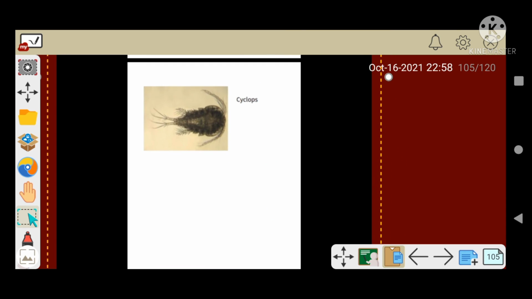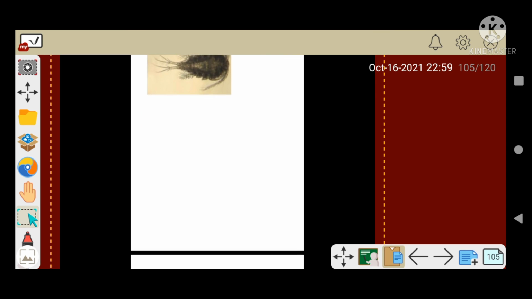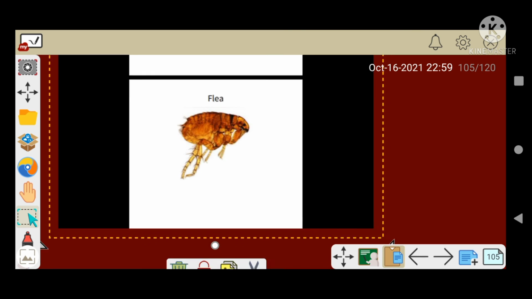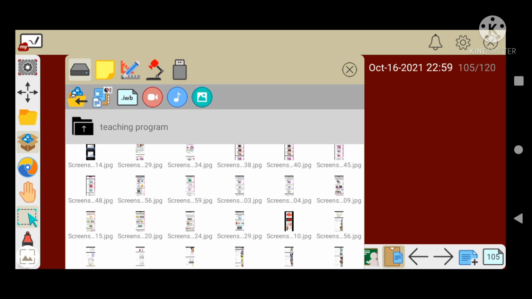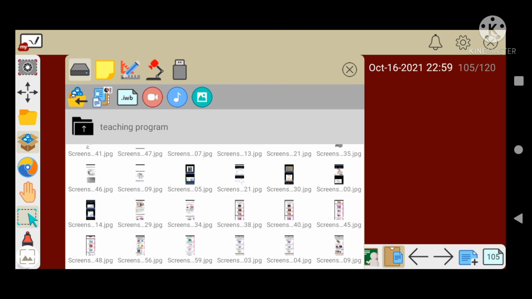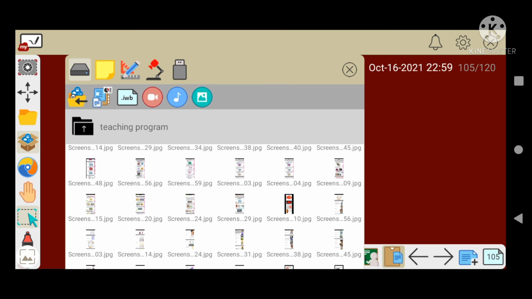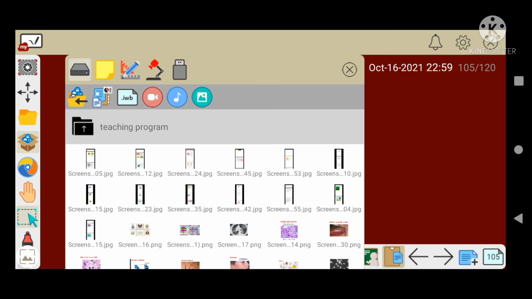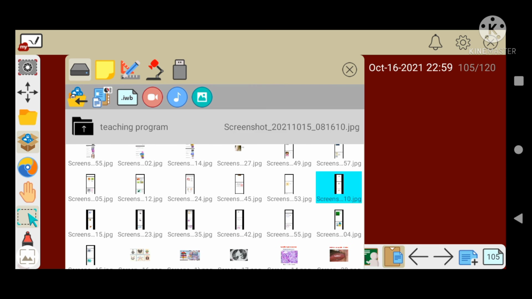Okay, this is your Cyclops. Just see the image once. Cyclops. This is your flea. Flea is almost flat. Flea means flat. So just remember like this, flat organism, right? Okay. So now we'll go to this one.